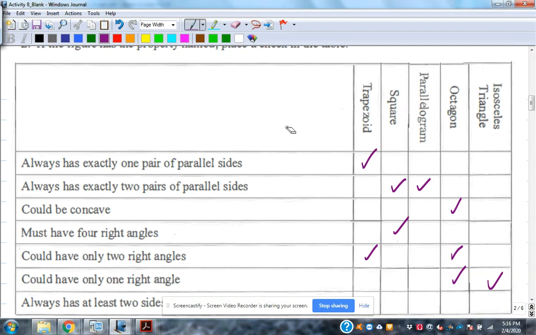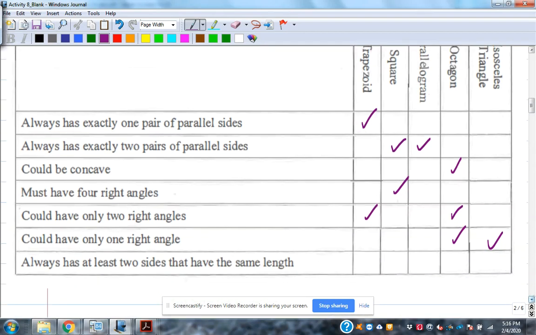And then it always has at least 2 sides that have the same length. At least. That's the big word in that one. Trapezoids, do they have sides that are the same length? Always? Not always. There are trapezoids that have two sides that are the same length. They're called isosceles trapezoids.